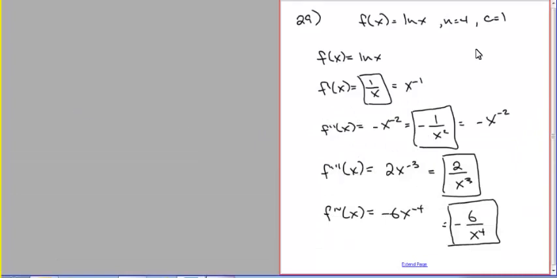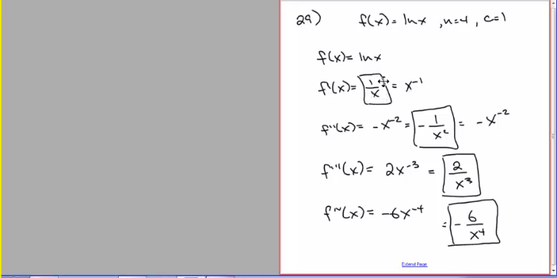Okay, problem 29. This is our function, number of derivatives, the value of x which we are centering this series. You know, we couldn't do around 0 because the natural log of 0 is negative infinity. So the derivative of the natural log of x is 1 over x. Now it's a polynomial.